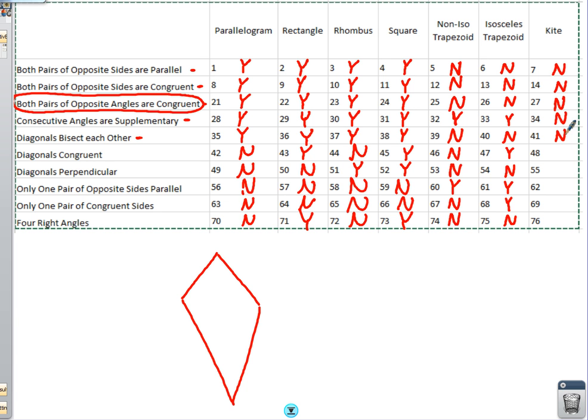Diagonals bisect each other. No. You can see here that actually this diagonal does bisect that one. Cuts it in half, but they don't bisect each other, so I'll give that a no. Diagonals are congruent. No. Diagonals are perpendicular. What do you think? Yes, they are. Only one pair of opposite sides parallel. No. Only one pair of congruent sides. No. There's two pair of congruent sides, right?